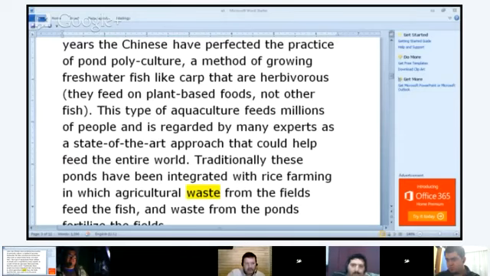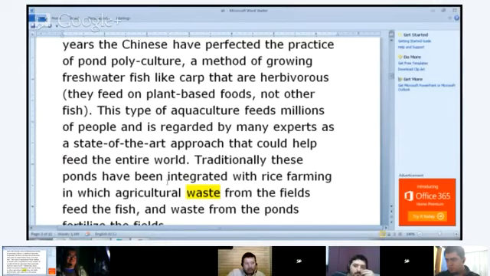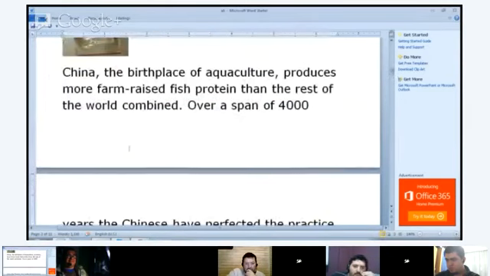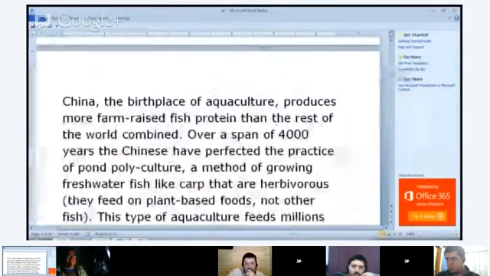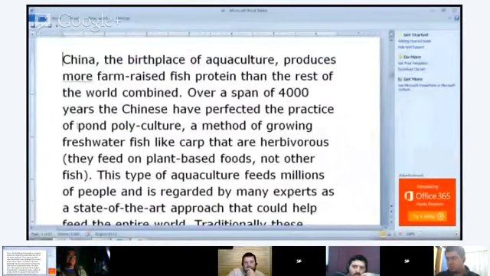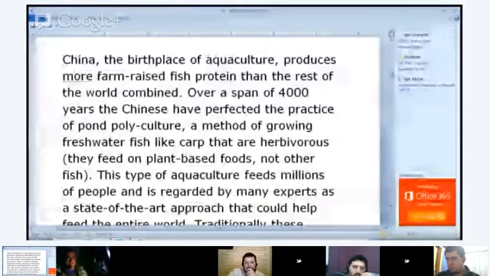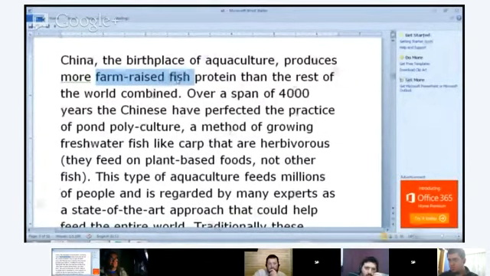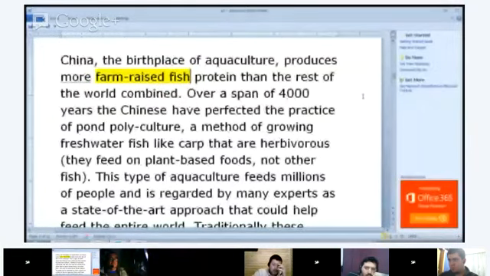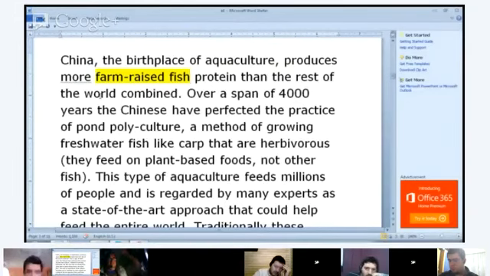Okay. Now what's happening here? All right, so let's go back. We're talking about China. It's difficult. Yes? Okay. All right. So that's great. Well, let's work over it again. So what is this? We're talking about farm-raised fish. China produces more farm-raised fish protein, which is food for people, than the rest of the world combined. So China is the center of farm-raised fish.